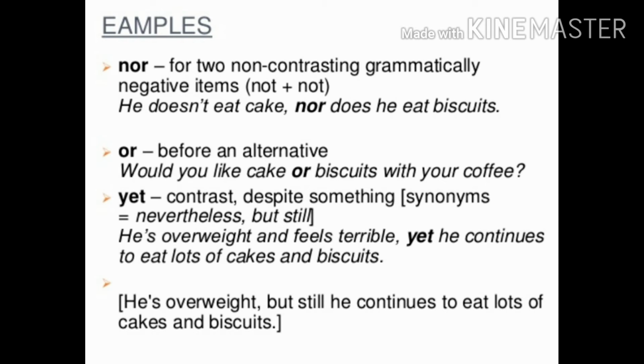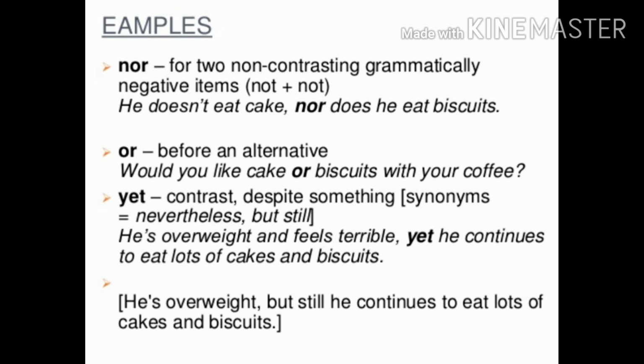Now our next conjunction is or. Or is used for alternative. If we have a choice, then we use or. For example, would you like cake or biscuits with your coffee? Now we have a choice between cake or biscuits, so we use or.